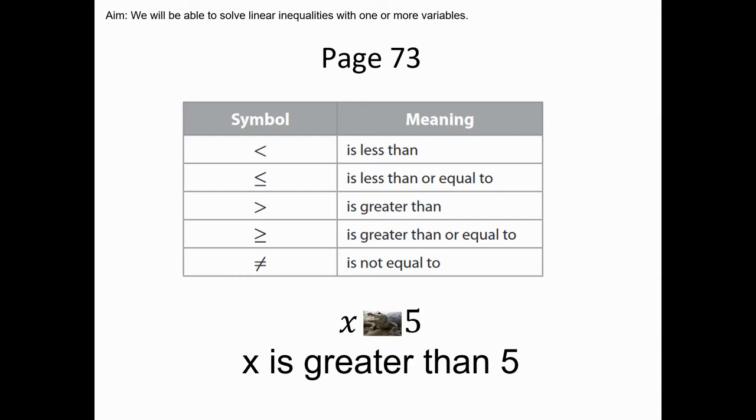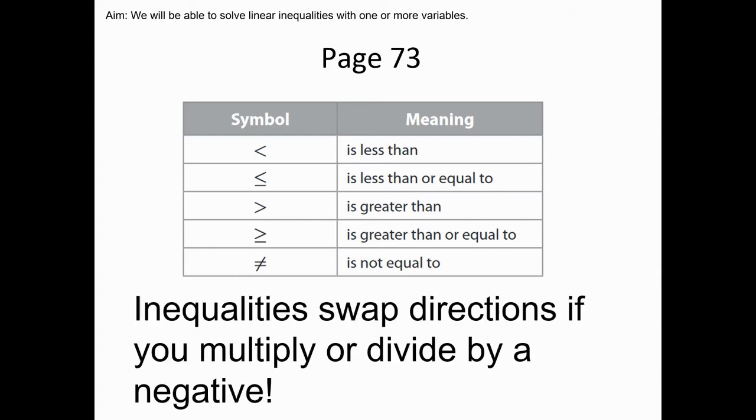Now, when we solve with inequalities, they're very similar to equal signs. In fact, there's only one time you really have to keep track of something with an inequality, and that is the inequality symbol will swap directions if you multiply or divide by a negative. We're going to see some examples of that in just a moment.